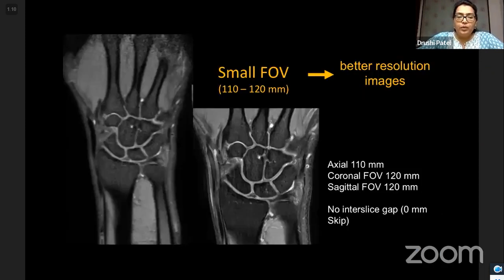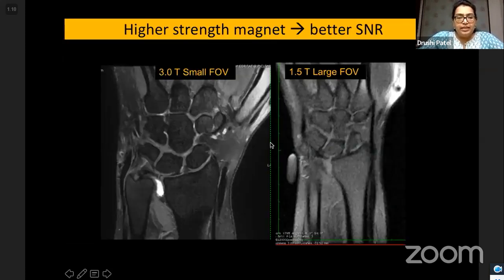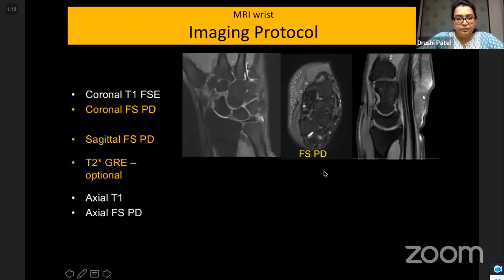It's important to obtain small FOV images so as to get better resolution. Here you can see a large FOV image compared to a small FOV image on a same scanner. Next, higher strength magnet, if available, obviously is better because the signal to noise ratio is better. So a 3T would definitely give better images as compared to a 1.5T.